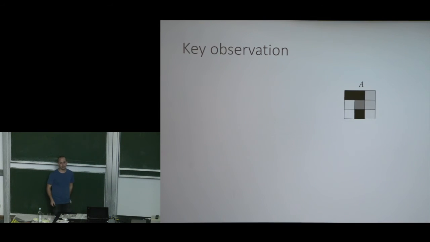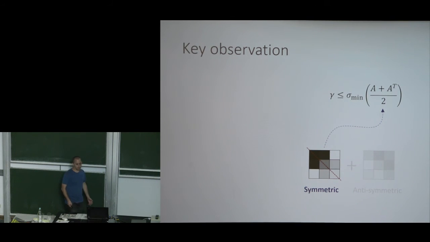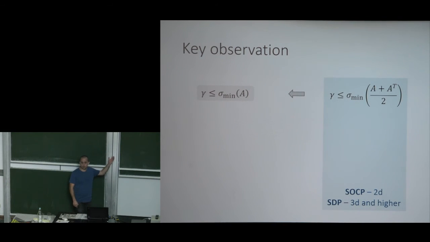I'm not going to go into all the details, in the interest of time. I'm just going to give you the highlight of what we do. We know the following very simple fact: if you take a matrix A and decompose it into its symmetric part and anti-symmetric part, it is sufficient to impose a lower bound on the singular value of the symmetric part of the matrix to ensure that the same bound holds for the original matrix itself. And by the way, this only goes this way. The other way around is not true. This constraint can be realized in SOCP in the case of 2x2 matrices, and realized using SDP in the case of higher dimensional matrices.